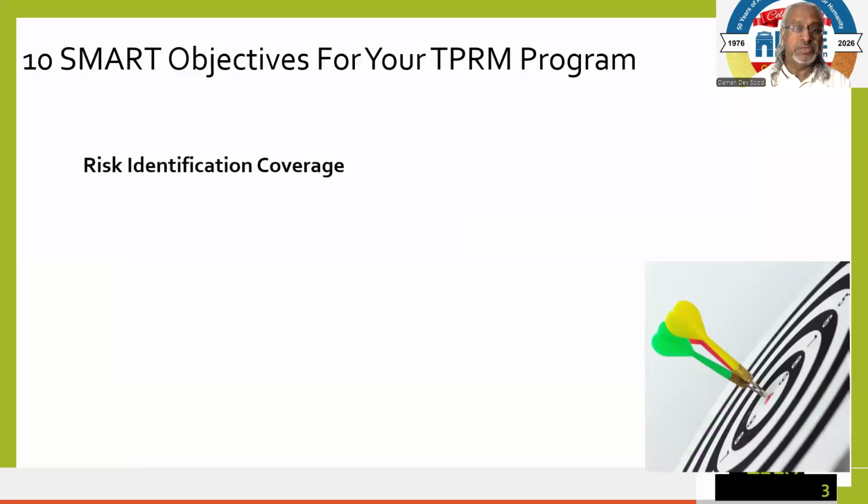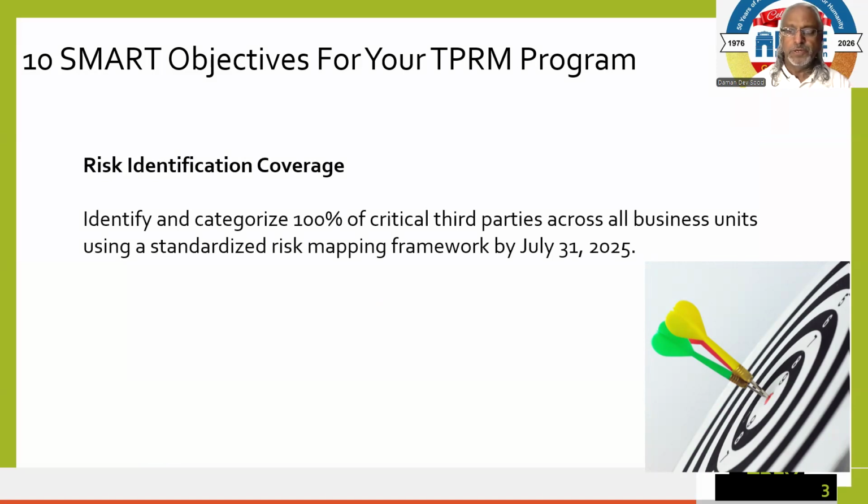The first one is risk identification coverage. And I would like to write this way: identify and categorize. So there are only two activities in this. Identify and categorize 100% of critical third parties. A lot going into this statement, by the way. Identify, categorize critical third parties, not all third parties. But within the critical, all 100%. Across all business units, using a standardized risk mapping framework by July 31st, 2025.